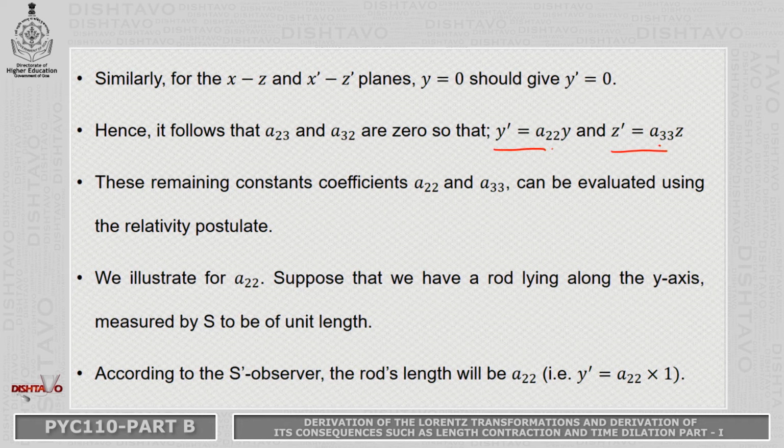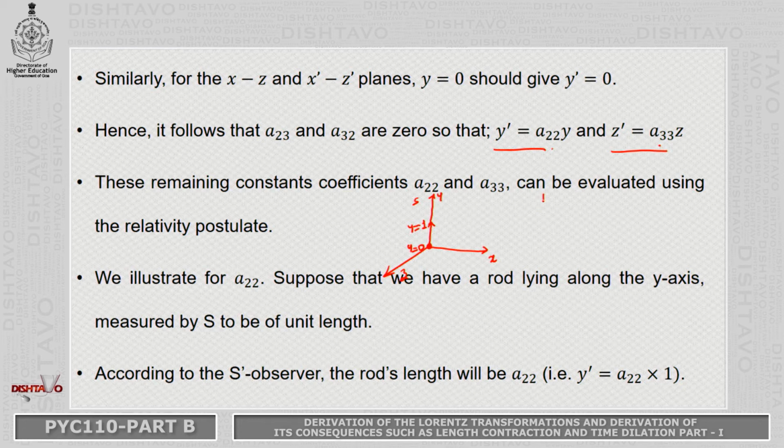Now to evaluate a22, suppose that a rod of unit length is lying along the y-axis of the S frame. So this is our S frame. This is origin O, and this is axis X, axis Y and axis Z. We say that a rod of unit length is lying along the y-axis. So one end of the rod is here at y equal to 0 and the other end of the rod is here at y equal to 1.